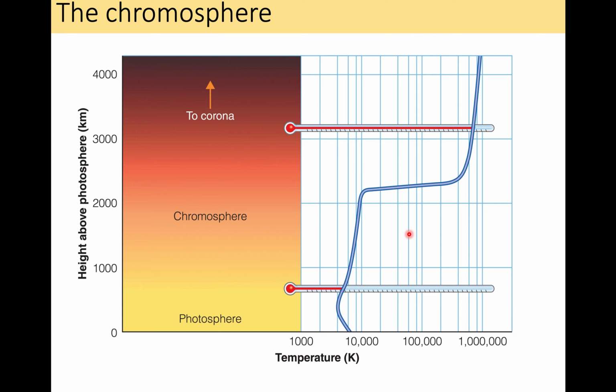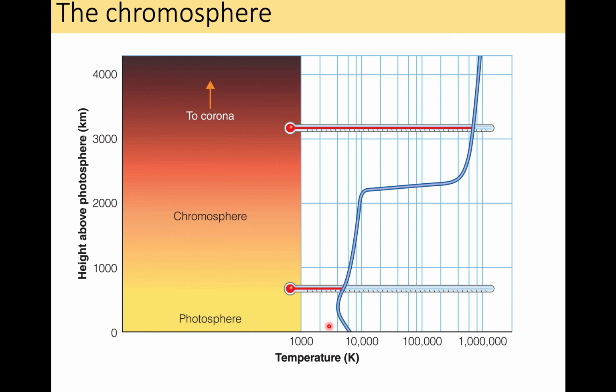So here is a temperature chart. So if we're looking here at the height above the photosphere, if we're looking at 0 as the surface of the sun, the photosphere there, and then we're moving upwards or outwards away from the surface of the sun, out towards space, we have the photosphere, and then we move through that chromosphere out towards the corona.